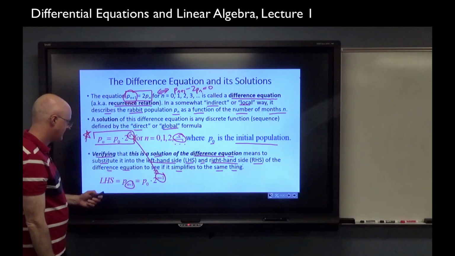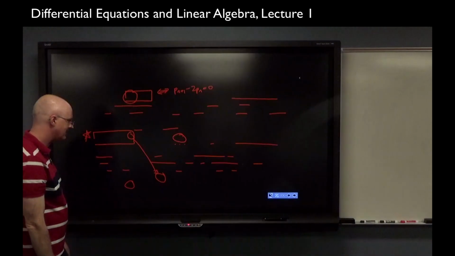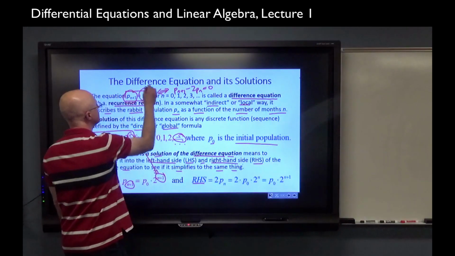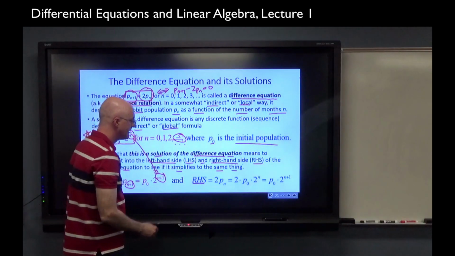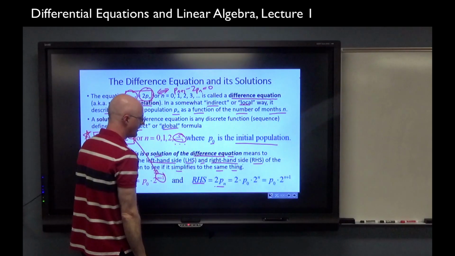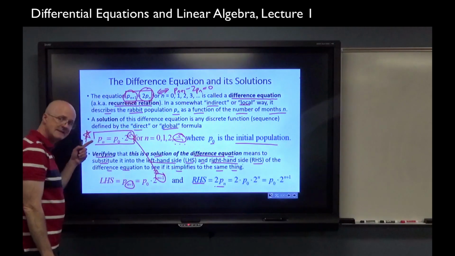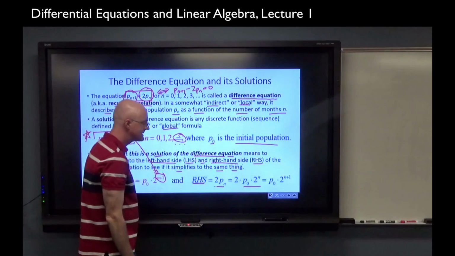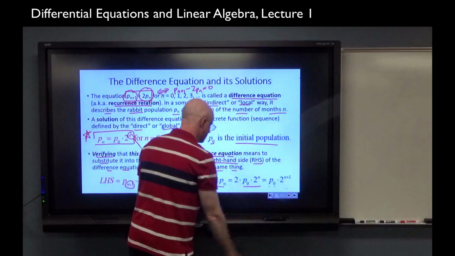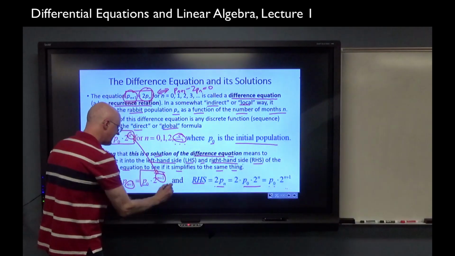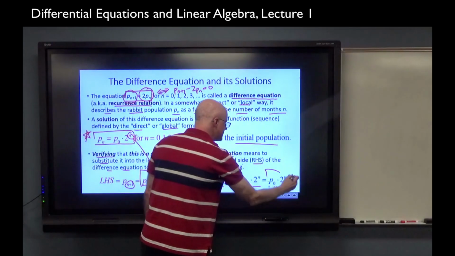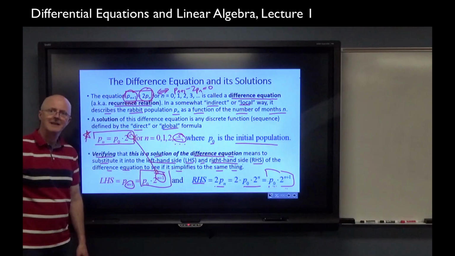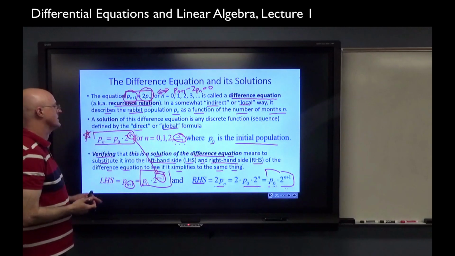Okay. And what about the right-hand side? Right-hand side, that's this. 2Pn, right there. What's Pn? I'm assuming it's this. Plug that in there. It's right there. Simplify. Use rules of exponents. Get this. Hey, this thing and this thing are the exact same function of n. Done. That's why it's a solution of the difference equation.